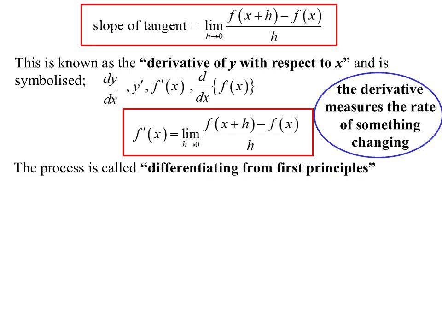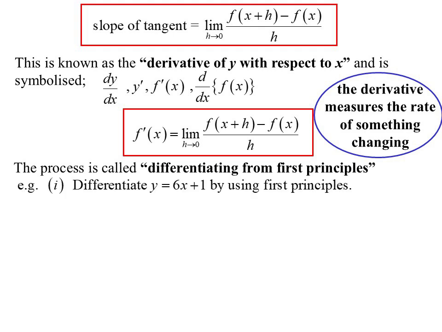This idea is called differentiating from first principles. Now there's a lot of things that have first principles. All first principles really means is the first idea. Differentiating from the first idea, and this idea of finding the slope of a secant is the first idea with the calculus. Let's use the formula with something where we know what the answer is going to be. So I've just got a straight line there, because we know the slope of that's 6. So I should get an answer of 6.